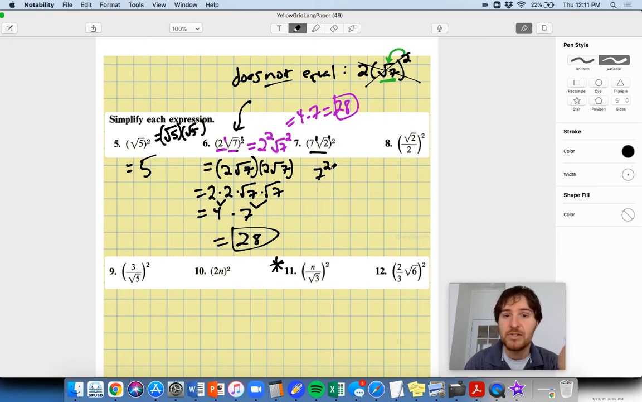2 times 1 would be 2. So 7 squared, and then root 2 squared. Okay, square that up. We get 49. Root 2 squared is 2. 49 times 2 is 98. Oops, not 88, 98. Good to go there.